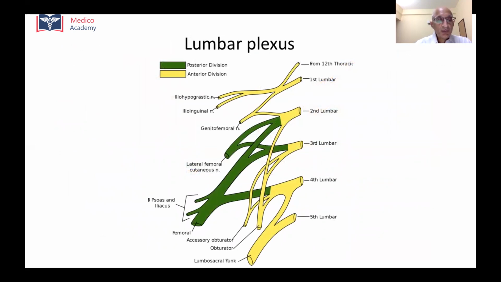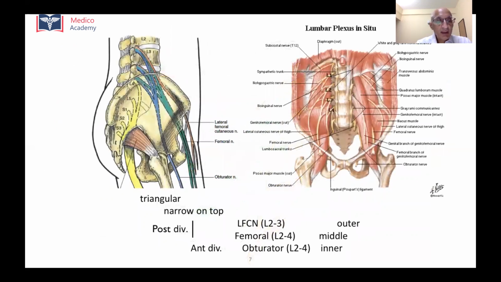Lumbar plexus is formed by ventral division of L1 to L4 with contribution from T12 and L5 as well. It is a triangular shaped plexus. In this position, it is triangular as it descends from its origin in the lumbar spine towards the pelvis and the thigh. Obturator nerve is the innermost and is separated by the belly of psoas major from femoral and lateral femoral cutaneous nerves, as these two run on top of the iliacus muscle.